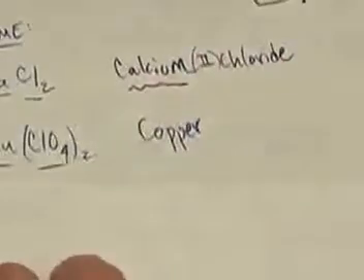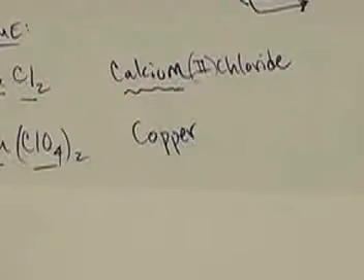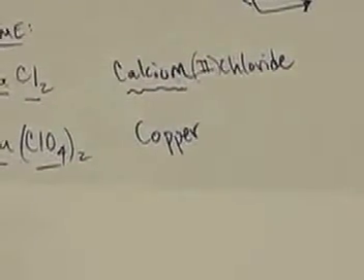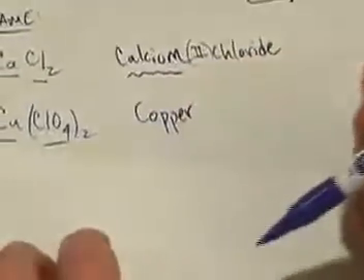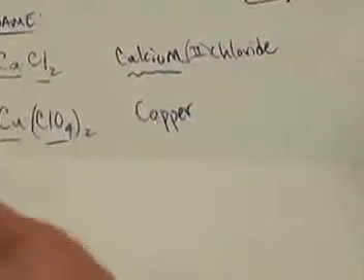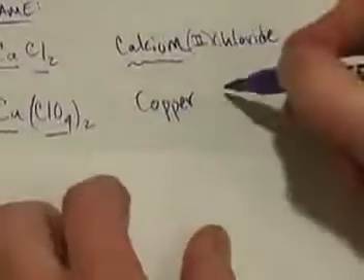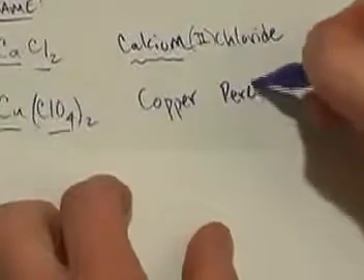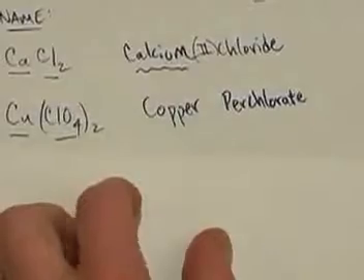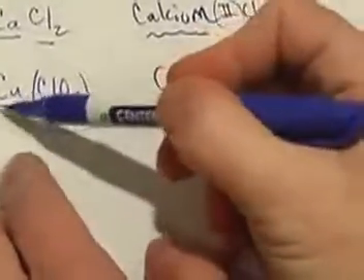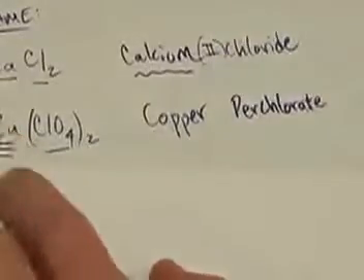Cu(ClO4)2. First, name the cation. Cu is the element copper. If you haven't memorized the names of your elements yet, please do. And then ClO4, you need to look up on your list of polyatomic ions, because it's a group of nonmetals put together that has a charge. As a matter of fact, when you look up ClO4 in your book or on your sheet of polyatomic ions, you'll find out ClO4 is called perchlorate.